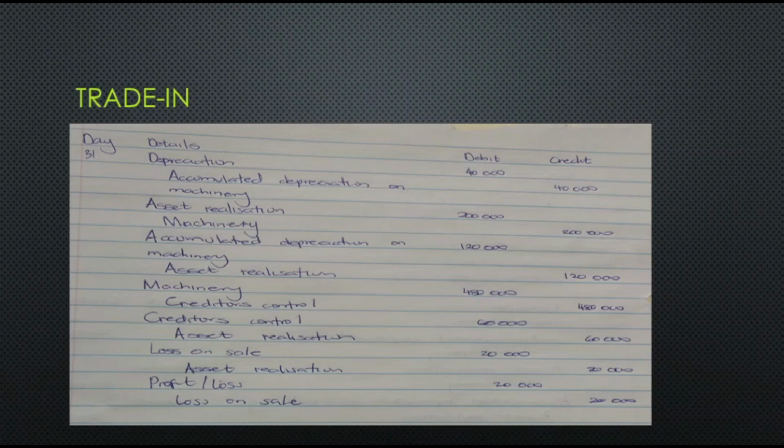And then the transaction results in a loss on sale of an asset of 20,000. You're going to debit the loss and credit asset realization with 20,000. And then the closing transfer would be profit or loss of 20,000, and you're going to credit your loss on sale of asset with 20,000.